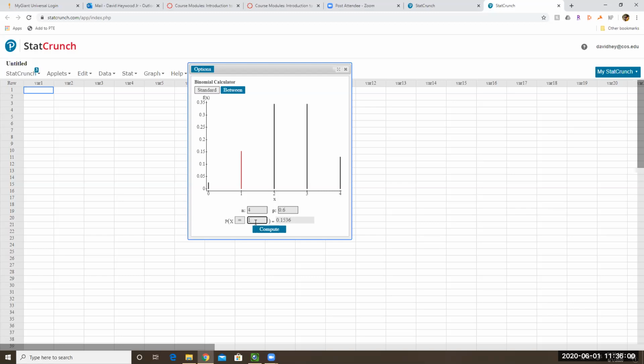0.0256. Then I want the probability x is 1. I'm going to put that on my paper. So for probability x is 1, 0.1536. Probability x is 2, 0.3456. Probability x is 3, 0.3456 again. Probability x is 4, 0.1296. Okay, so there's my probability model, right? That's how I would get my probability model.